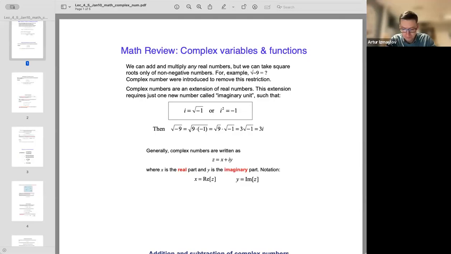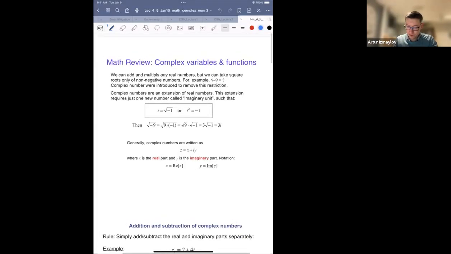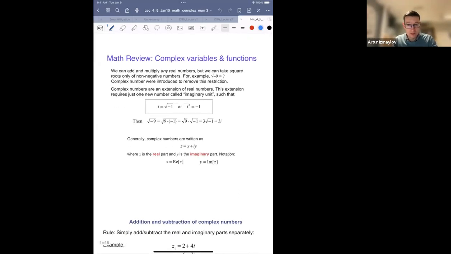Now, let's review a little bit of complex numbers. I'll share my screen. Okay. Oops. The right file, but I would like to share it differently. Just a second. Okay, great. Now you see my iPad. All right.